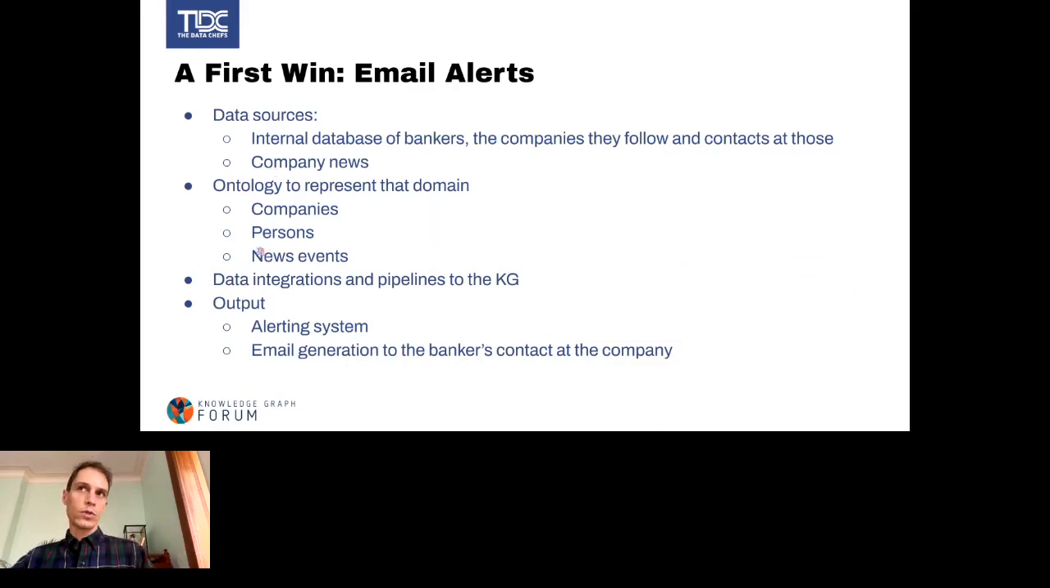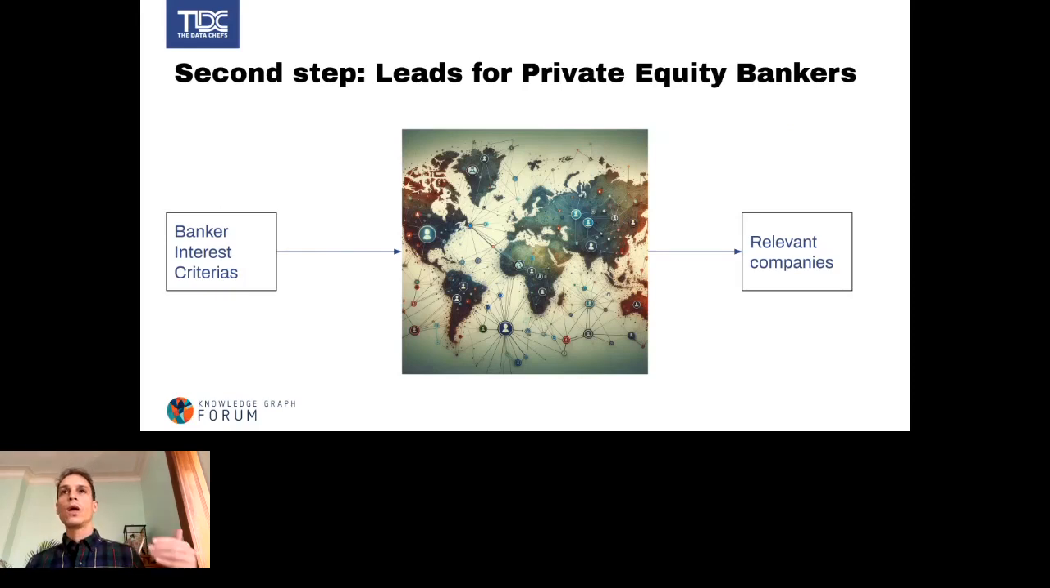So I mentioned the companies the bankers follow, company news. We had to develop an ontology to represent that: companies, persons, news events. And we built the data integrations and pipelines to ingest this data in the knowledge graph, all the mapping infrastructure to match entities across the different data sources, and generated this alerting system in output. So that was a win. They were happy with it, and now they started to come with other requests.